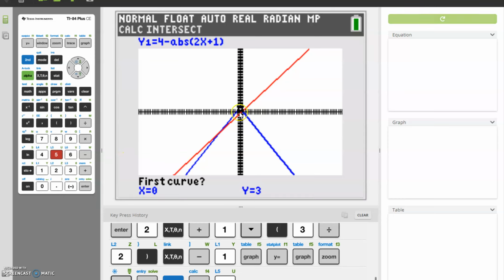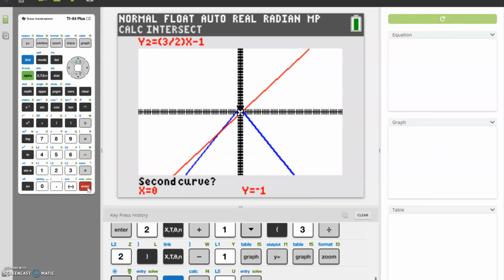And I'm pretty close to the intersection that's on the right already, so I'm going to find that one first. So I'm on my first curve, and don't worry, the calculator automatically puts you on the first curve, or in other words, your blue function. We're going to hit enter, and then it's moved you automatically to your second curve. And again, it's pretty close to the intersection, so I'm actually not going to arrow anywhere from here. I'm just going to hit enter again.